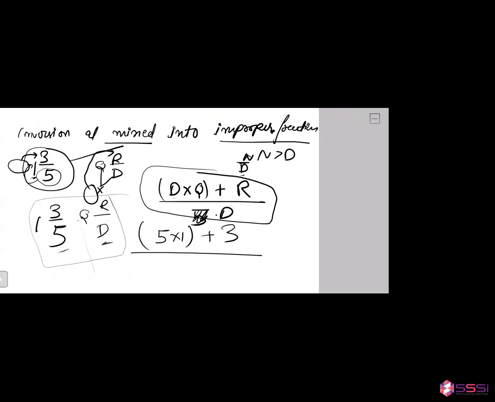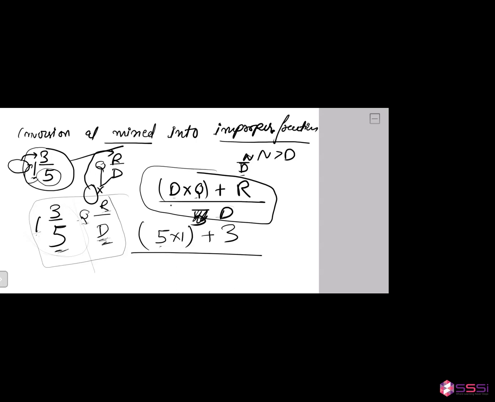Divyanshi listening? Yes, ma'am. I asked you, D multiply with Q plus R and this whole is divided by D. We started putting the value of each of them. D is 5. What is Q? Q is 1. What is R? R is 3. So D multiply with Q. What is D? D is 5. We put 5 here. What is Q? Q is 1. Multiply with 1, plus we need to add R.